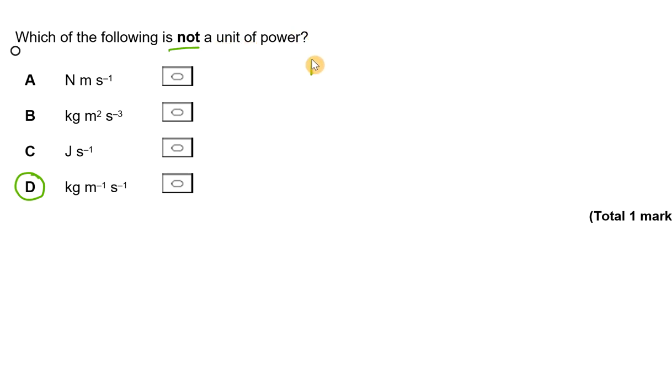We know that power is equal to energy per unit of time, so that means a watt must be joule per second, because a joule is a unit of energy, and time is in seconds. So there we go, C is correct.